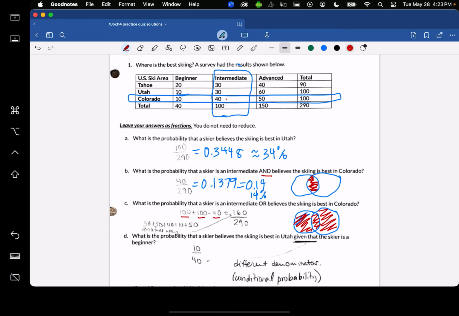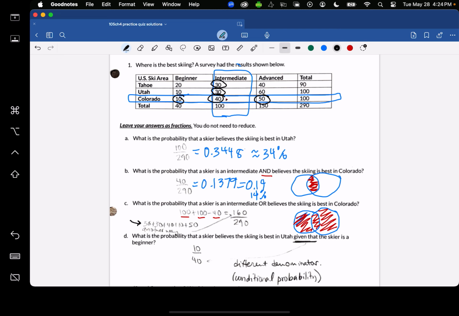Another way is to add 30 plus 30 plus 40 plus 10 plus 50. I don't know why I did it in that order, but you get the idea. These are all the black circled items. And if I do it this way, then I don't count these people twice. So the main thing is don't double count the people who meet both criteria, only count them once. You should get 160 out of 290.